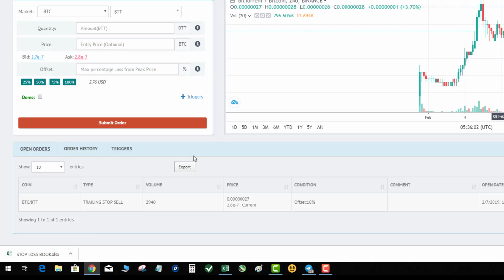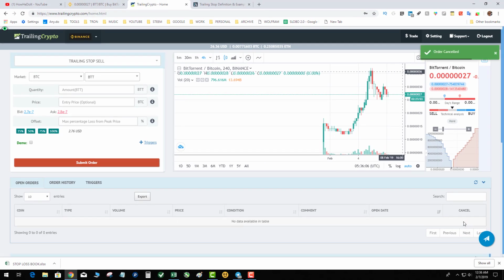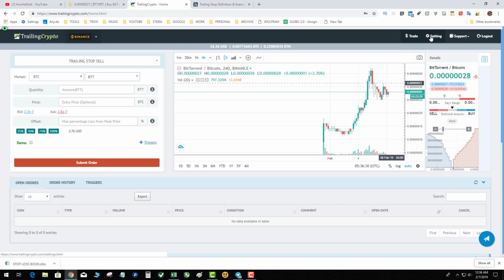So back to here, and then you just hit cancel and it cancels. So I can cancel that order as well if I don't want that order in, right? So this site is trailingcrypto.com, super easy to use. It's free. There are some limitations on the amount of orders. Like if you're a professional trader, you'll probably have to upgrade your account to a little higher status. But basically, you go into your settings, and that's where you manage your API for your exchange. They do support multiple exchanges.